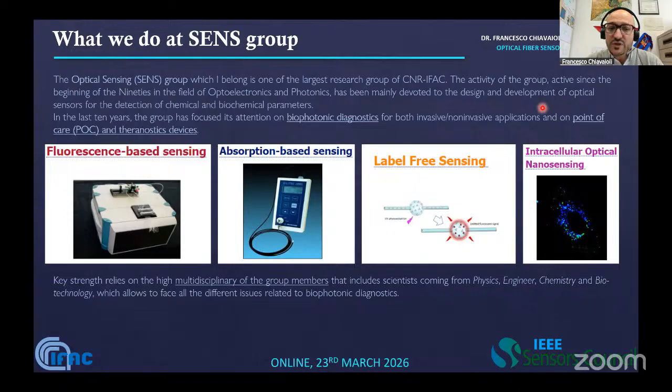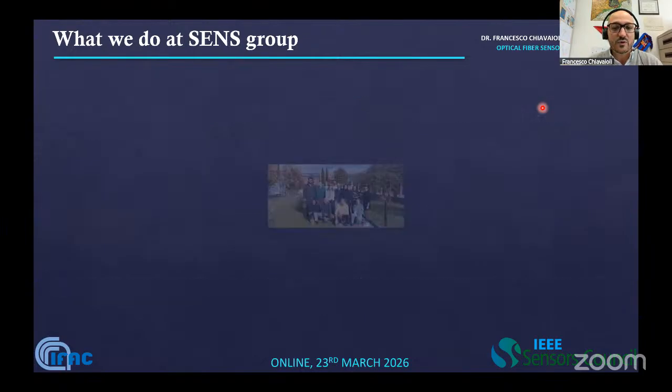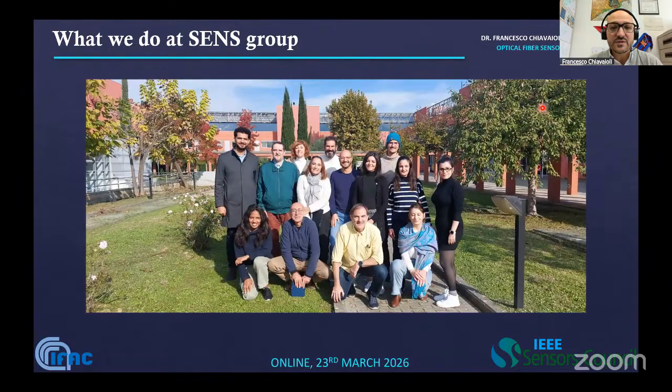We are a very multidisciplinary group, so we have physics, engineering, chemistry, biotechnology. This allows us to face all the different issues related to the topics we want to develop. This is a recent picture of our group. You can see we are not only multidisciplinary but also a multicultural group, so everyone is welcome.